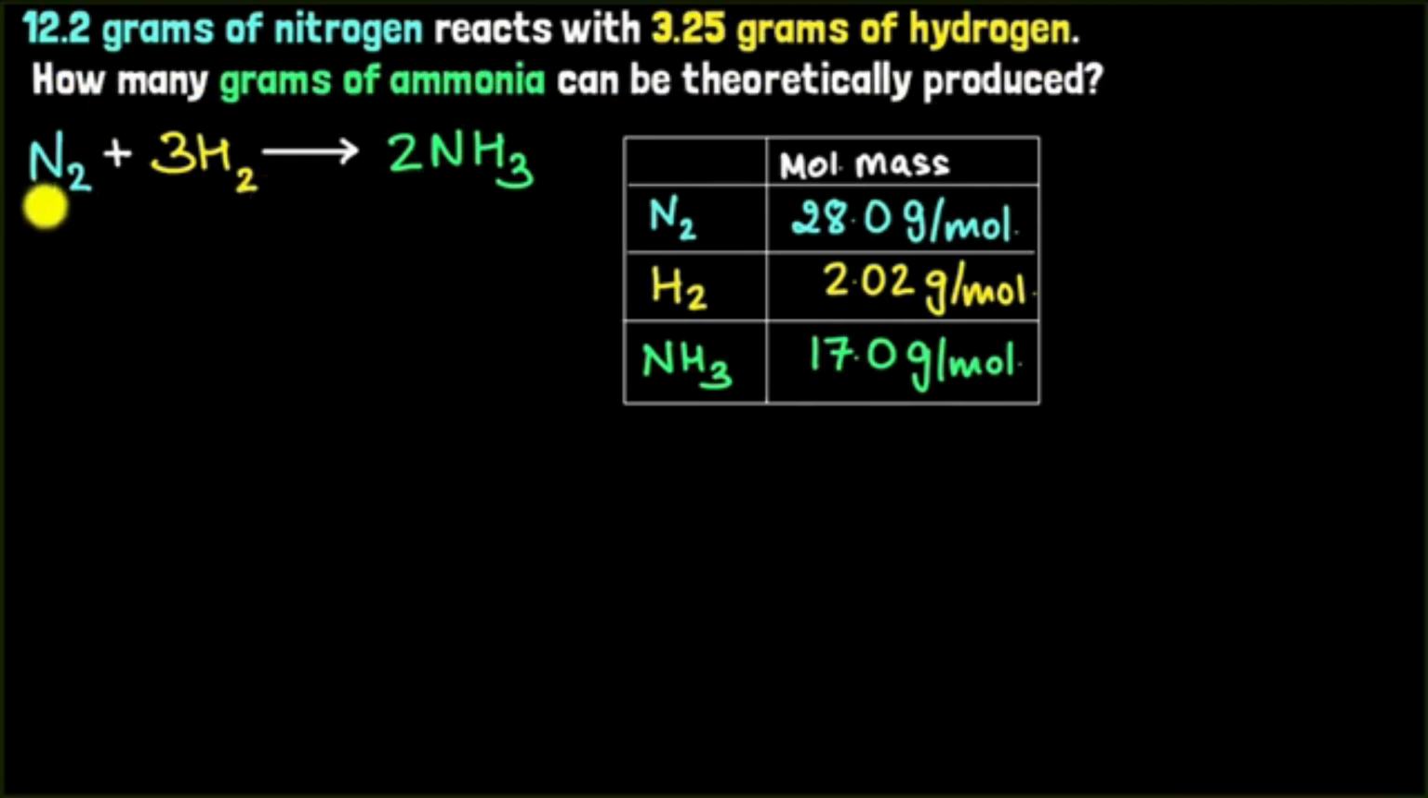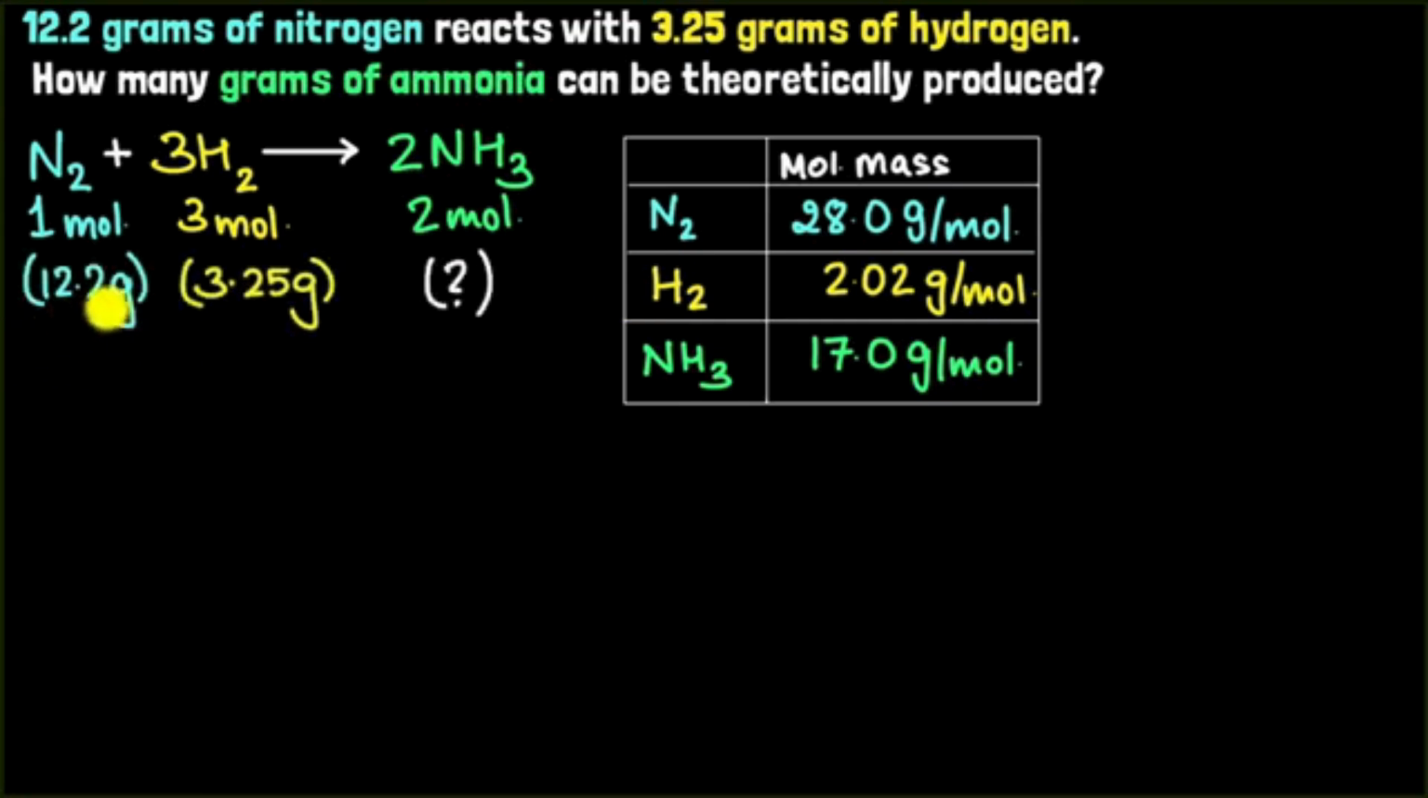All right. So again, the equation is balanced. That's the first step. Then we'll write down the mole ratio. 1 mole of N2 would react with 3 moles of H2 to give 2 moles of ammonia. And then I write down what is given to us. We are given that we have 12.2 grams of nitrogen reacting with 3.25 grams of hydrogen, and we need to figure out how much ammonia we get. The first step over here is to figure out which of these is the limiting reactant and which of them is in excess, because it's only the limiting reactant that will be completely consumed, and I can use that to figure out how much ammonia we get.